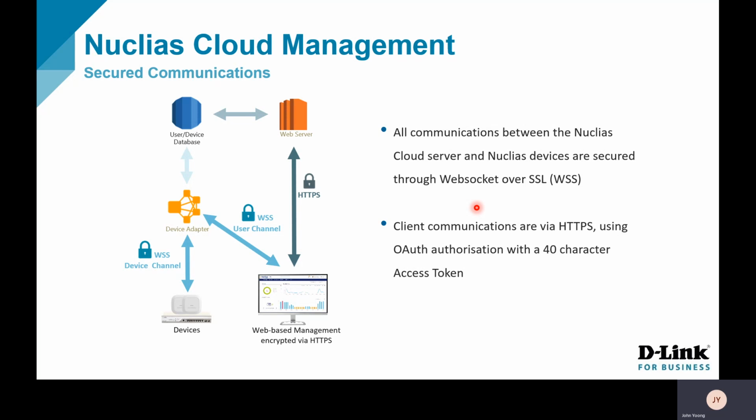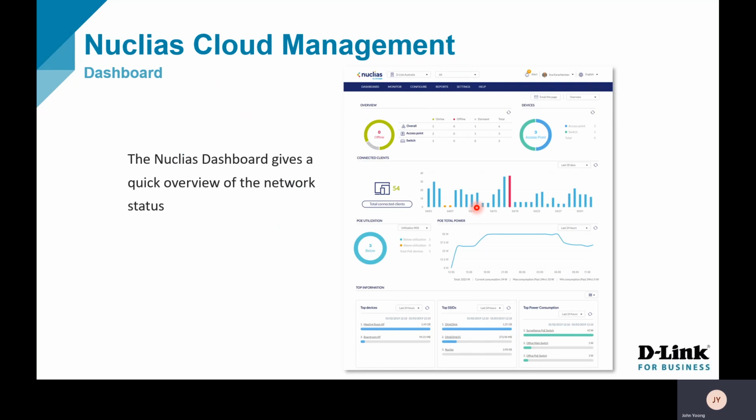from hacking your information over the internet. For Nuclias Cloud, we have a dashboard that allows the IT administrator to monitor their network very, very easily. It will show you the total clients, the total APs or total switches, which ones are online, how many are offline, the PoE total power, and the top information. The top information includes the top SSID, top clients, and the top port for the switch. What is their bandwidth?